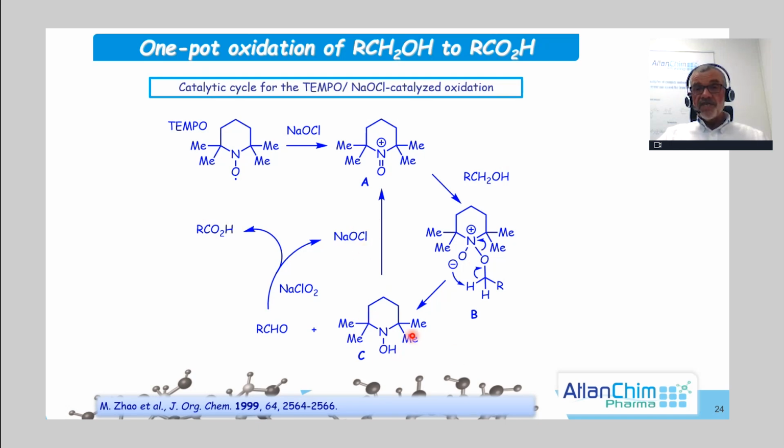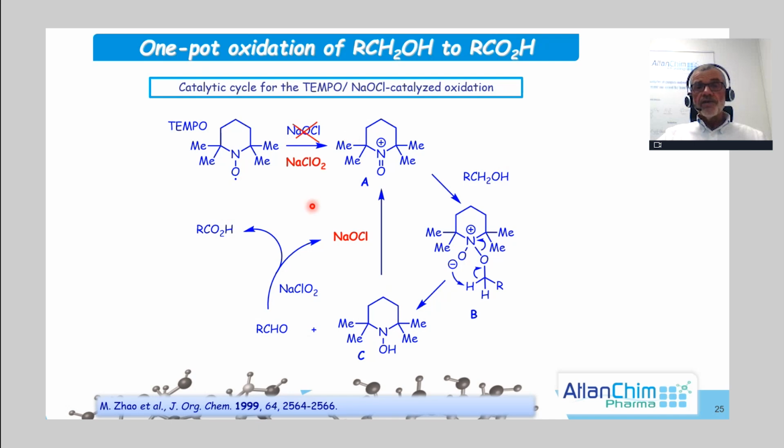Hydroxylamine C can be then directly oxidized to the N-oxoammonium ion A by sodium hypochlorite formed in the previous oxidation step. Although the exact mechanism of TEMPO-catalyzed oxidation of alcohols is still unclear, previous work has shown that N-oxoammonium ion A and hydroxylamine C are involved. As we have just seen, sodium chlorite can readily oxidize aldehydes to the carboxylic acid without the assistance of TEMPO.